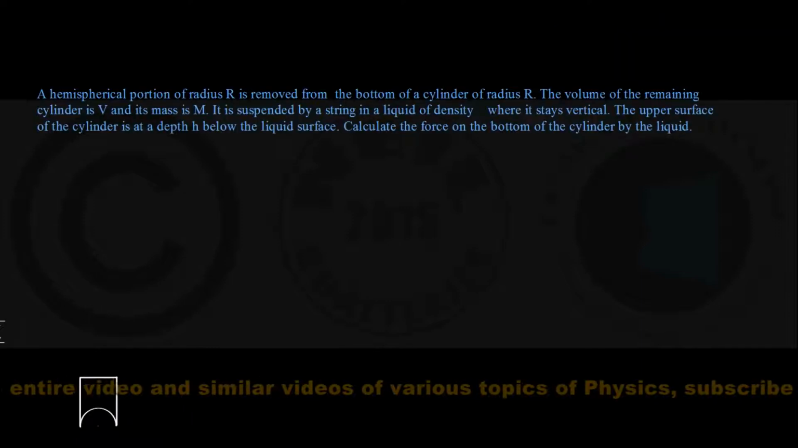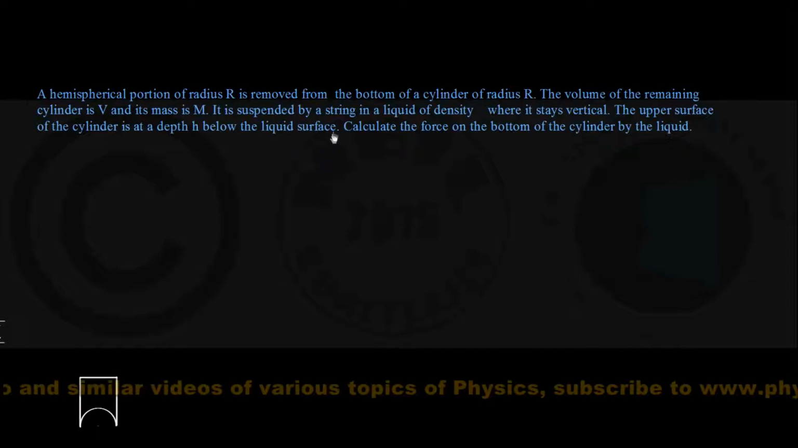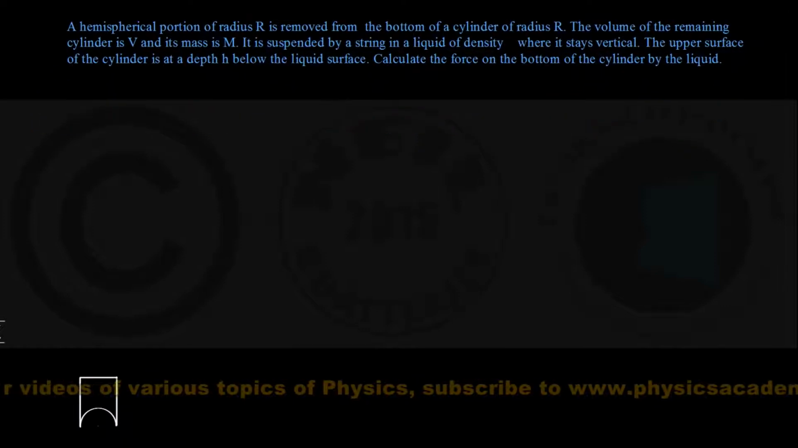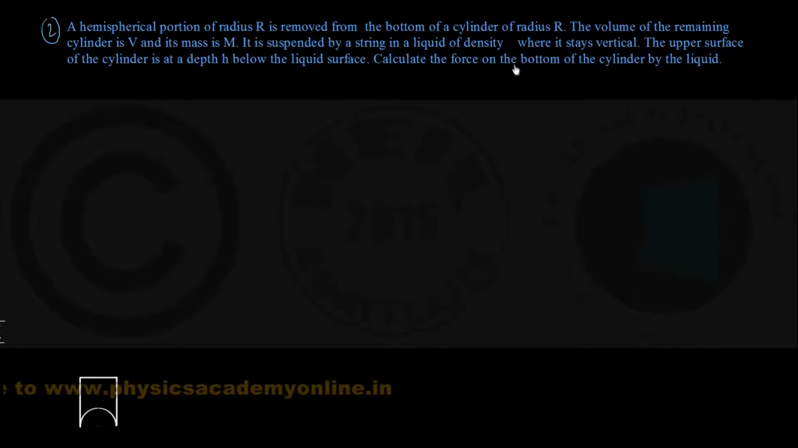So let us move on to the second problem in this lecture, which is based on the concept of buoyancy. And this one is telling a hemispherical portion of radius r is removed from the bottom of a cylinder of radius r. The volume of the remaining cylinder is V and its mass is m. It is suspended by a string in a liquid of density ρ, where it stays vertical. The upper surface of the cylinder is at a depth h below the liquid surface. Calculate the force on the bottom of the cylinder by the liquid.